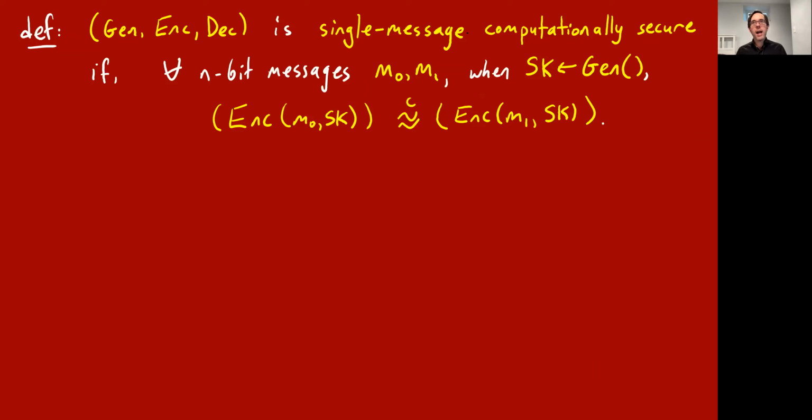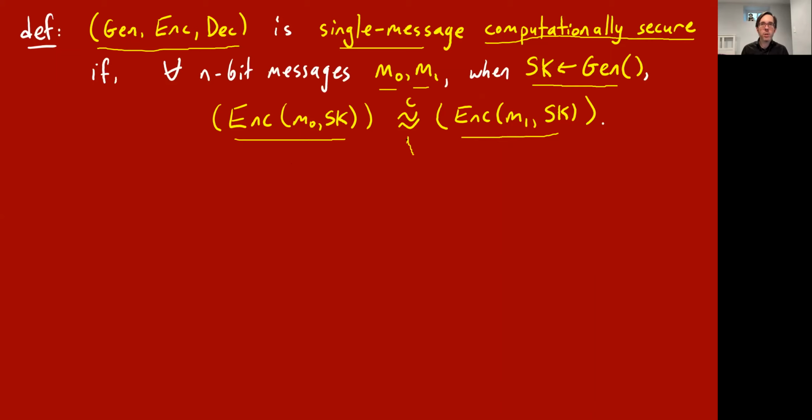So cast your mind back again to Alice trying to encrypt a message and send it to Bob, and Eve is eavesdropping. So we say such a scheme is computationally secure, and I've added another term here, single message, for reasons we'll get to, if for any two n-bit messages, M0 and M1, when you choose a random secret key according to the scheme, and you make the encryption of M0 versus the encryption of M1, in both cases you get a random ciphertext, and instead of demanding that these have identical probability distributions, we just demand that they're computationally indistinguishable.